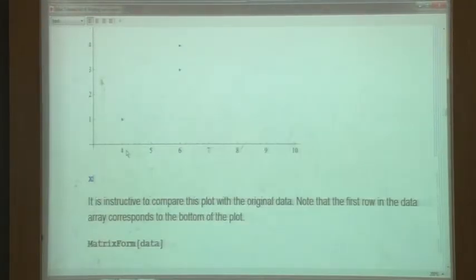So let me put here again xcoords, and I'm going to put RandomInteger, and I'm going to put 10, 10. The first 10 means a random number between 0 and 10. The second 10 means 10 times. So I get 10 random numbers between 0 and 10.